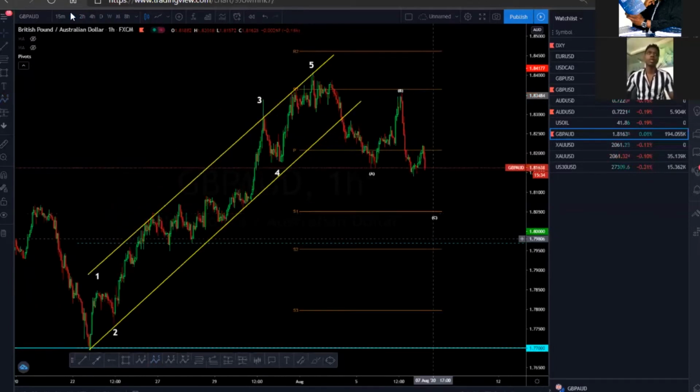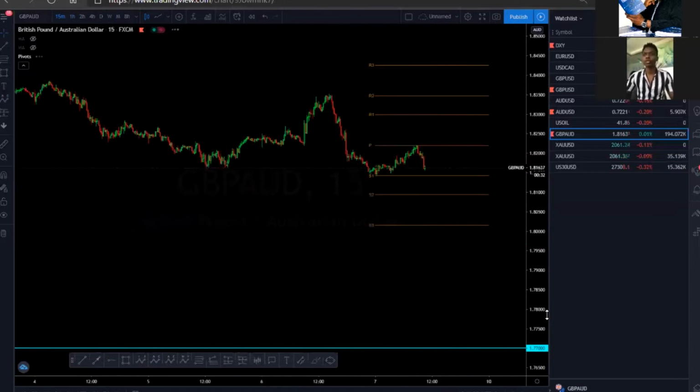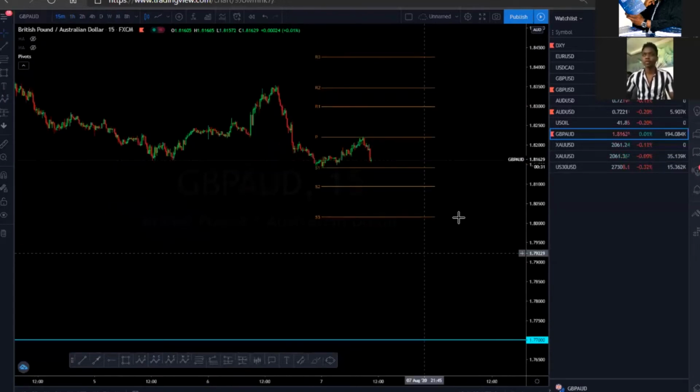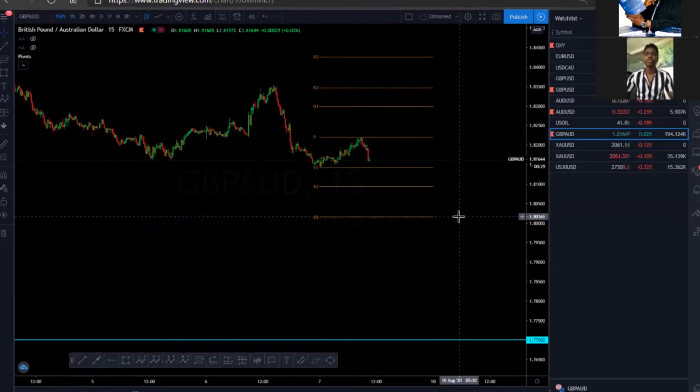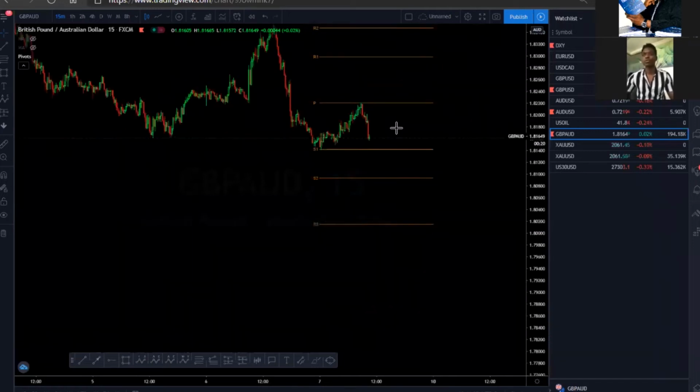I'm targeting, if you go to the 15-minute chart, around this level, 1.8020. That's my target for today. A good 140 pips from where I have entered, 140, 160, around there. So that's what I'm watching on this one.